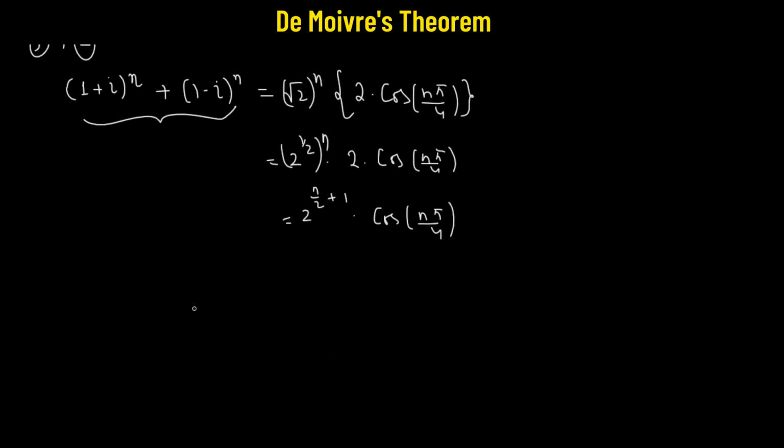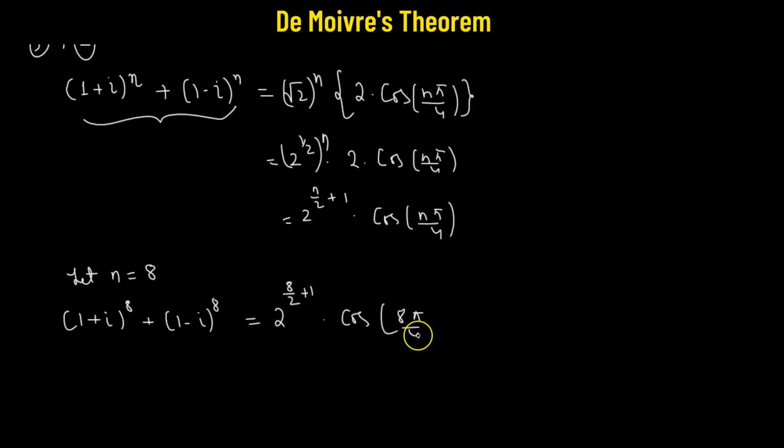Now what we'll do, we'll replace the value of n with 8. So let's consider n to be equal to 8 such that we have (1 plus iota) raised to the power of 8 added to (1 minus iota) raised to the power of 8. So this will be equal to 2 raised to the power of (8 over 2 plus 1) times cosine of 8 pi over 4. Now we have 2 raised to the power, so 8 over 2, that's 4, 4 plus 1, so that's 5. So we have 2 raised to the power of 5 multiplied by cosine of 2 pi. The cosine of 2 pi, this value is 1, so we are left with 2 raised to the power of 5, whose final value is 32.